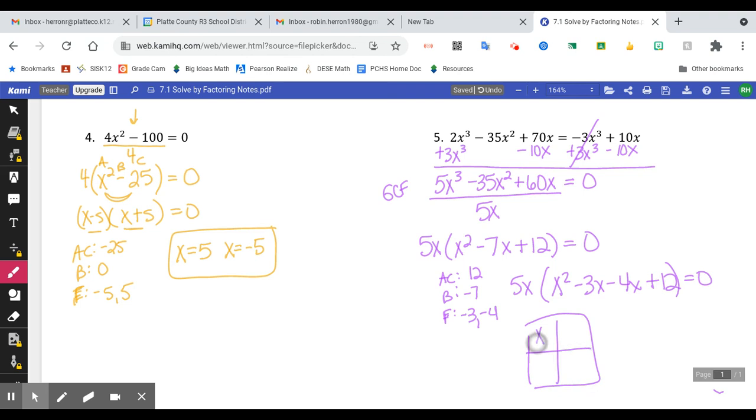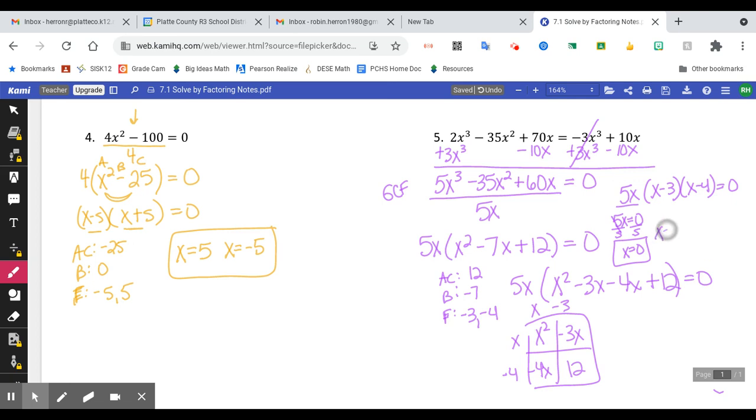The box gives me x squared, negative 3x, negative 4x, and 12. x and x is what they share, negative 3 and negative 4 to make it multiply. So I have x minus 3 times x minus 4 equals 0, and my GCF is 5x. Now, if your GCF has a variable, then we can still plug a number in there to make it equal 0. So 5x equals 0 is going to be another one of your answers. Divide by 5 on both sides, and we still get 0 for our answer.